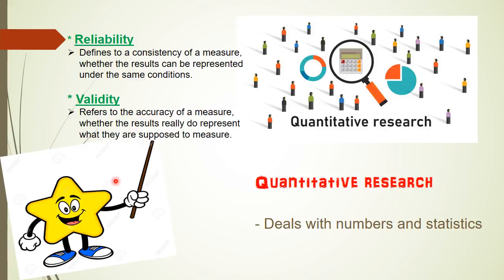Then reliability and validity. Reliability refers to the consistency of a measure, whether the results can be reproduced under the same conditions. Validity refers to the accuracy of a measure, whether the results really do represent what they are supposed to measure. Quantitative research deals with numbers and statistics.